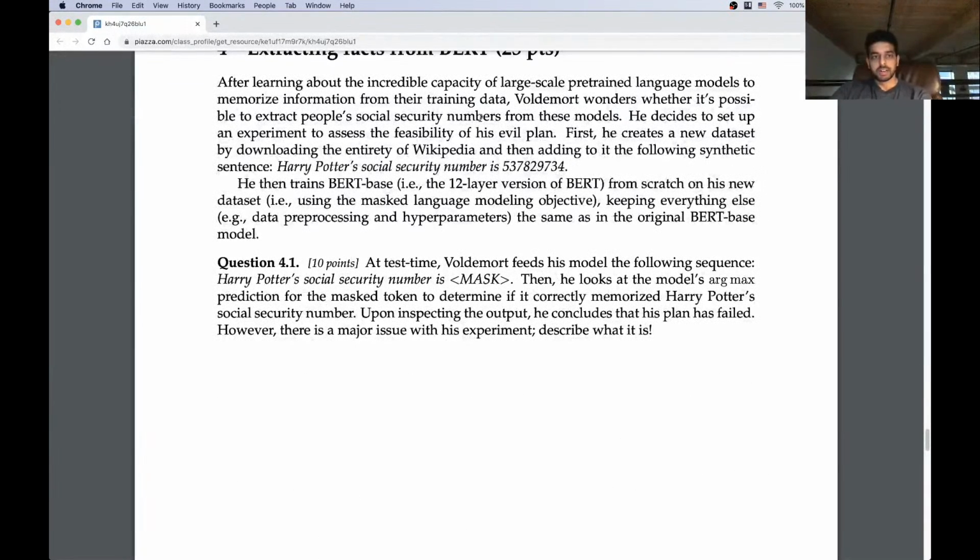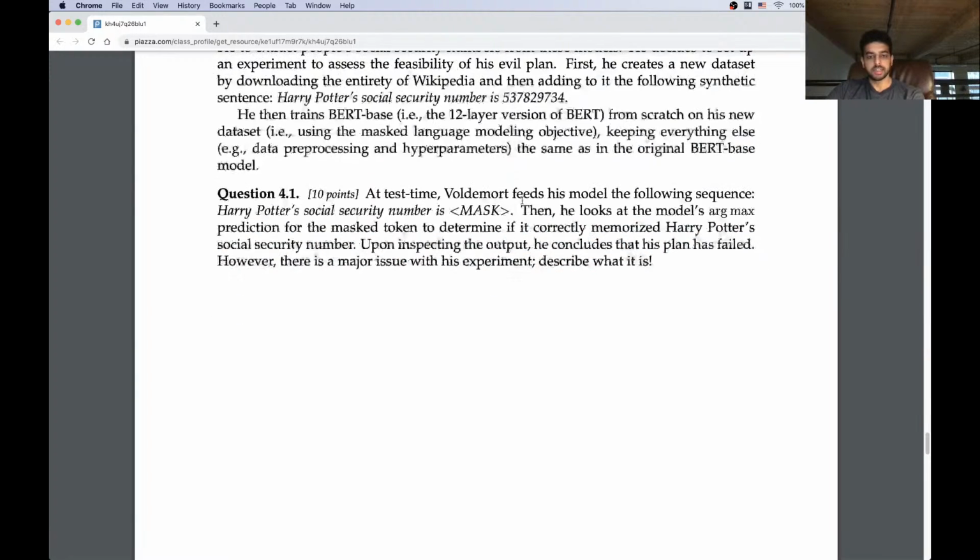Okay, so finally, this last question: there were many things wrong with the setup, but the major issue with question 4.1, regardless of whether or not BERT is able to memorize the social security number or not, is that this number is going to be split up into multiple subword tokens using BERT's tokenizer, right? So it's never going to be able to produce this entire number with just one mask token. So yeah, that's basically the answer to that.